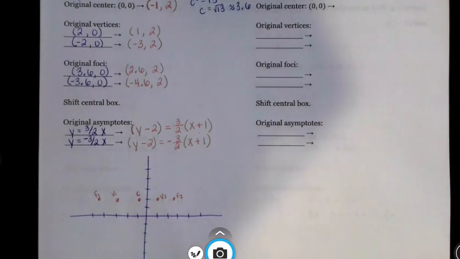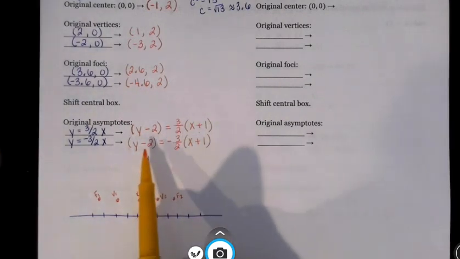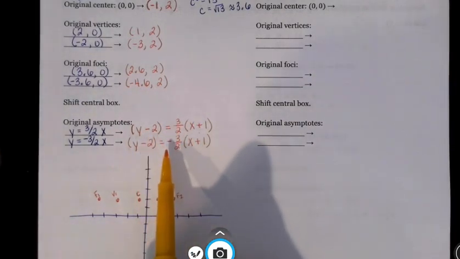All right, so I'm going to grab a different color here. Hopefully yellow will show up. So I need to do my asymptotes, and I'm going to do the box method because I don't feel like rearranging this into slope-intercept form.